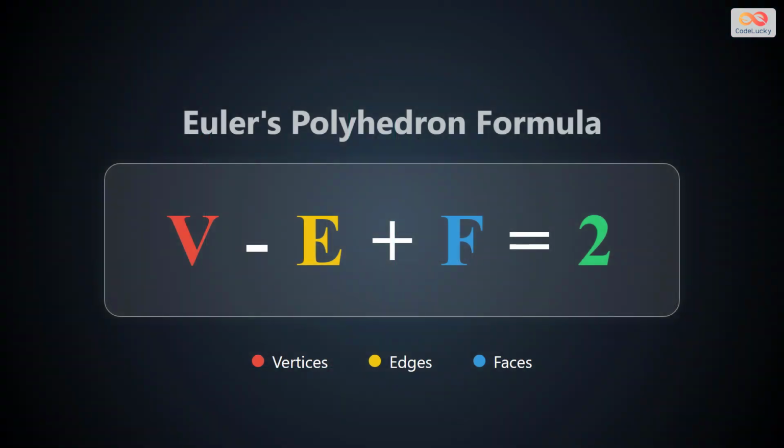Here is Euler's famous formula. It states that for any convex polyhedron, the number of vertices minus the number of edges plus the number of faces always equals 2. V - E + F = 2.